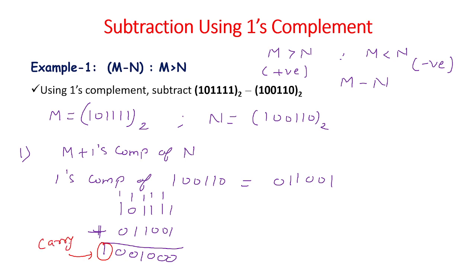So always remember the case if m greater than n, carry will always propagate in the sum when m plus 1's complement of n or m plus 2's complement of n. So always carry will generate here if m greater than n. So in the case of subtraction using 1's complement, we add the carry. Add carry with sum.